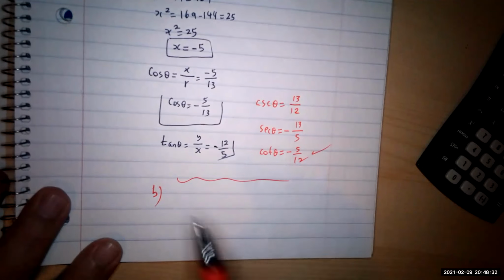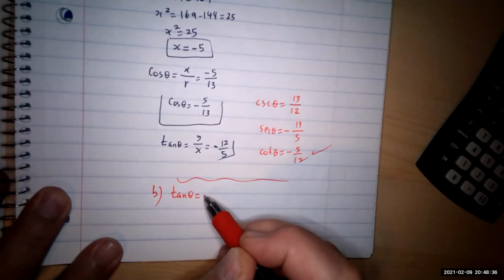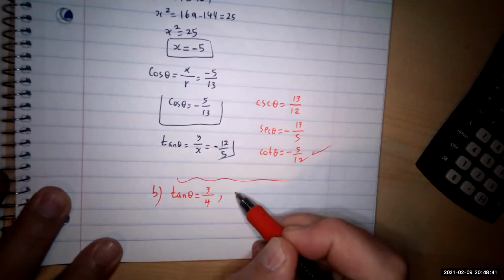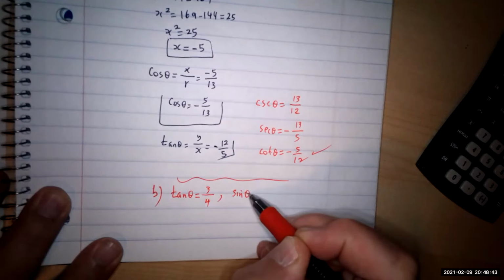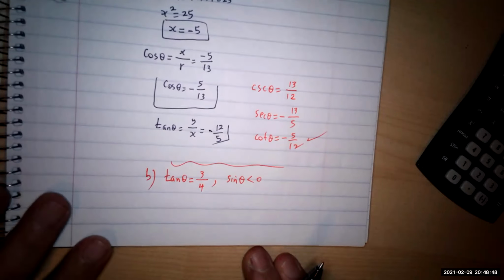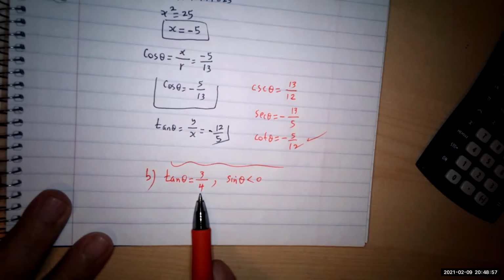That's the second case, that possible case, tangent of theta. The tangent is given as 3/4. This is like the one that we talked about, but they give you the information that the sine of theta is negative. Remember we talked about this one. It's going to be in the third quadrant. The tangent is positive. Sine is negative, so you need another negative to make the tangent positive.